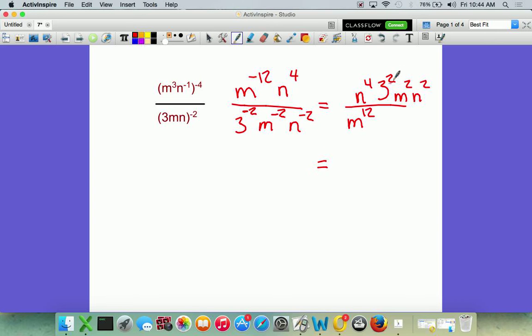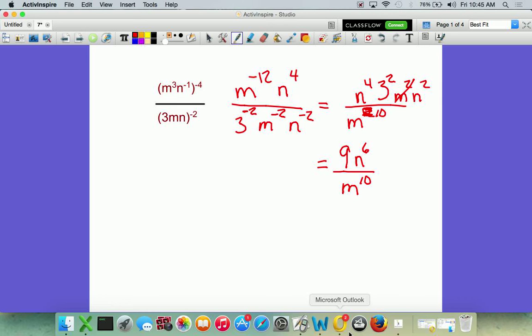So we know 3 squared is 9. Our n's on the top, we've got 4 and 2, so we've got 6 of them. I skipped the m's on purpose because we've got 12 on the bottom and 2 on the top. Remember, we can cancel those two with 2 out of this and make this a 10. So this ends up being m to the 10th on the bottom.